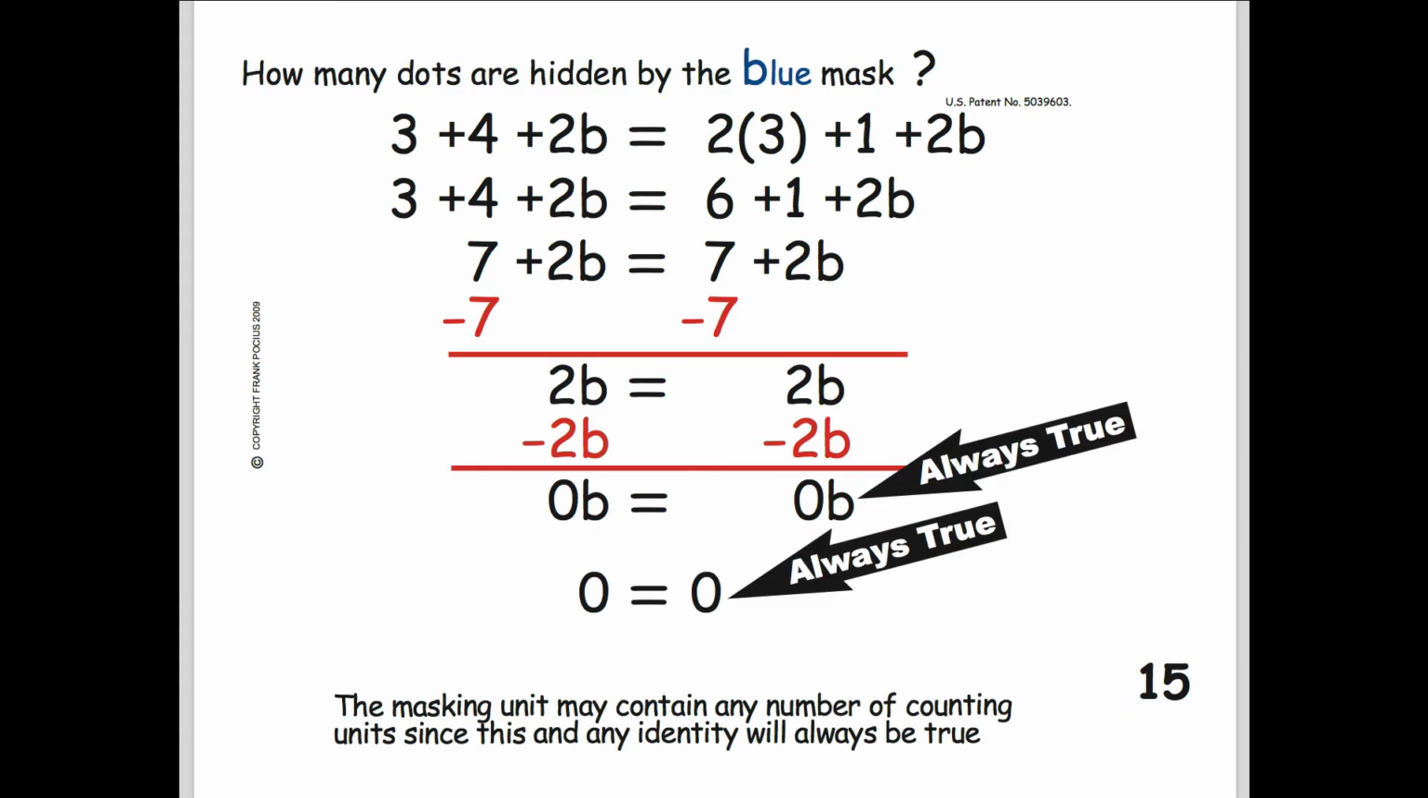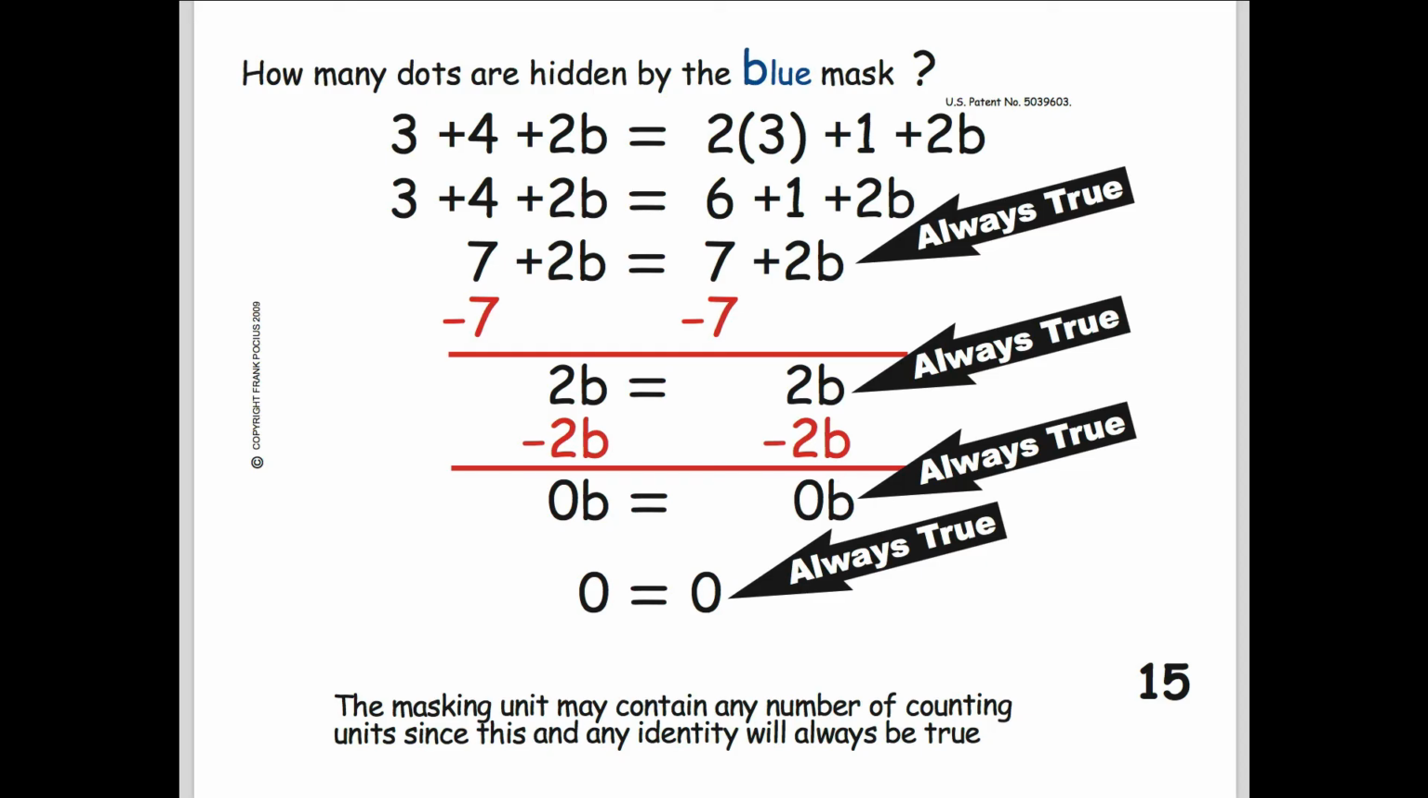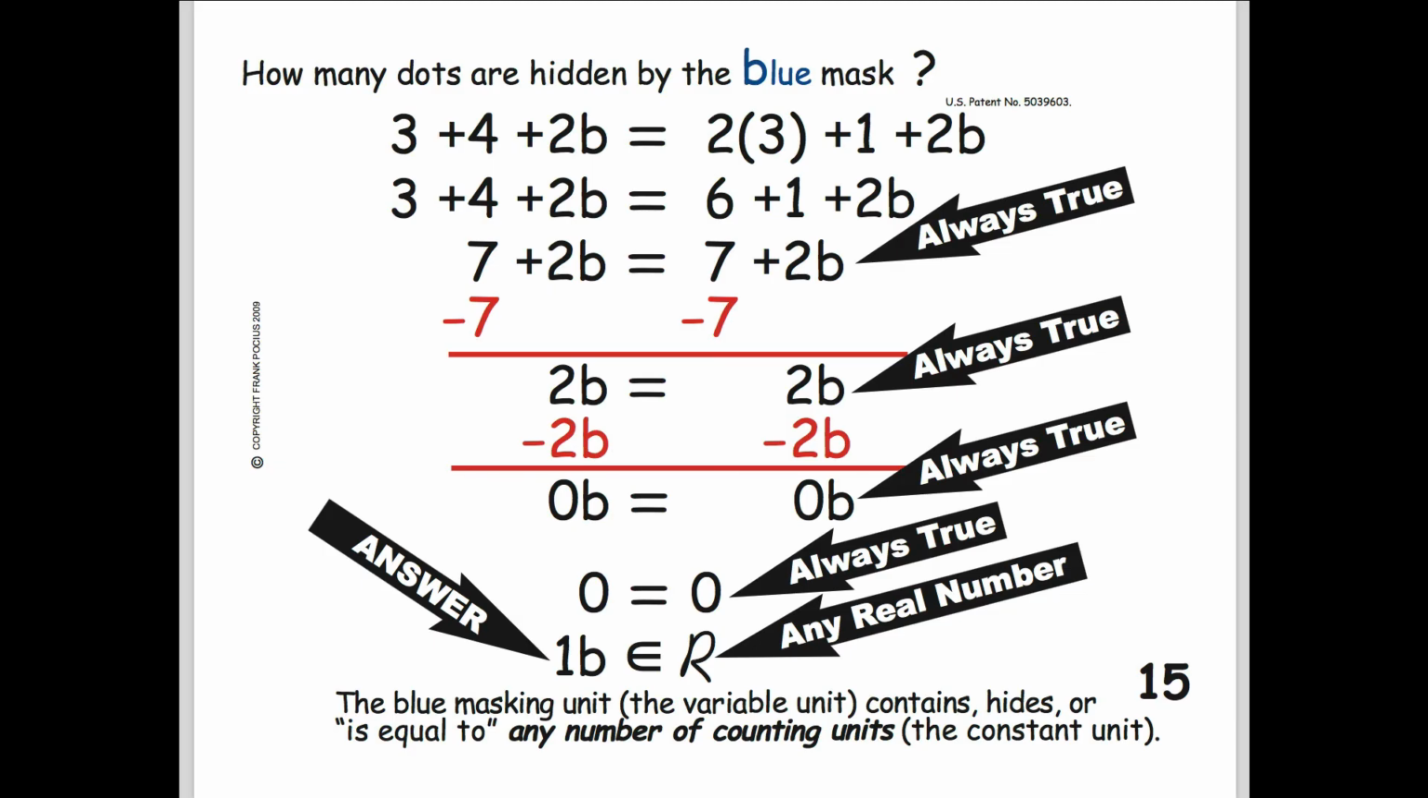0 equals 0 is always true. 0b equals 0b is always true. 2b equals 2b will always be true. 7 plus 2b equals 7 plus 2b. That's always true. The blue masking unit, the variable unit, contains, hides, or is equal to any number of counting units. Any real number.